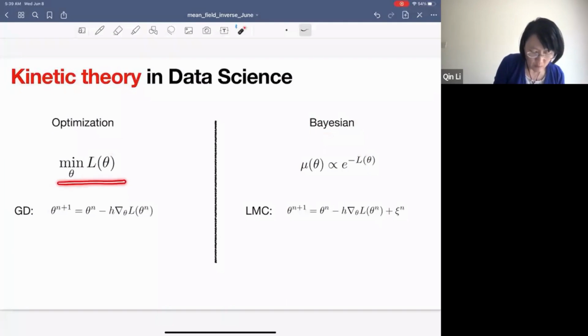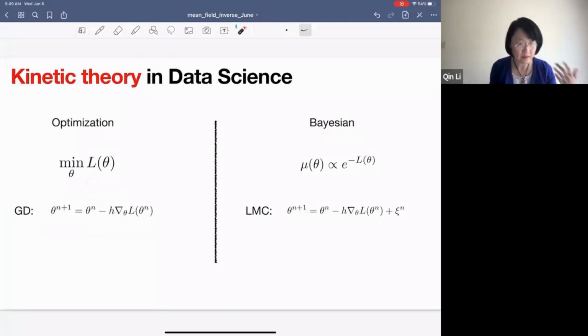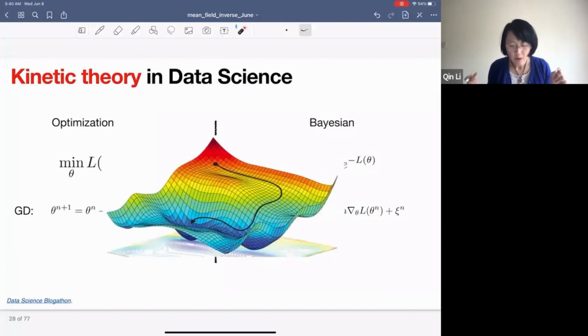So let's come back to this optimization versus the Bayesian formulation. In the optimization, I want to minimize the loss function by performing, say, gradient descent. And in Bayesian, for example, Langevin Monte Carlo gives you the sample that is drawn from the target distribution that you want. So both gradient descent and Langevin Monte Carlo are very classical, traditional algorithms. There's no surprise over there. I'd like to argue, however, that in recent years, people find out that gradient descent and Langevin Monte Carlo sometimes only play with one particle.